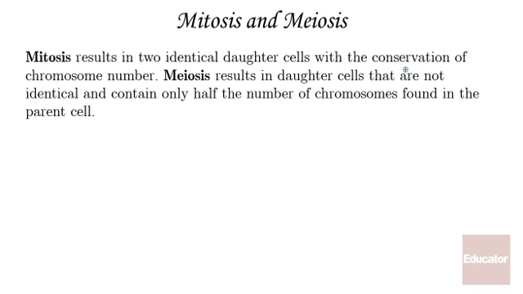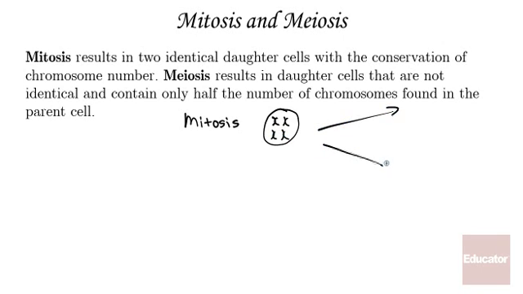So, two types of cell division. One is mitosis. And with mitosis, you'll start out with a cell that, let's say, has, for this cell, 4 chromosomes. Mitosis will occur, and you will end up with daughter cells that have the same number of chromosomes. So, conservation of chromosome numbers.